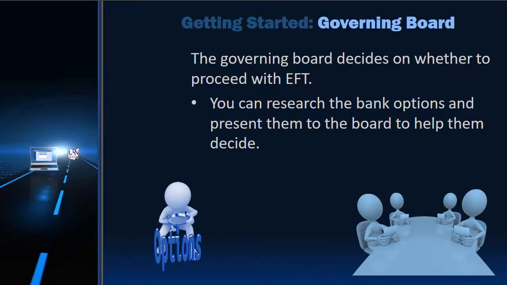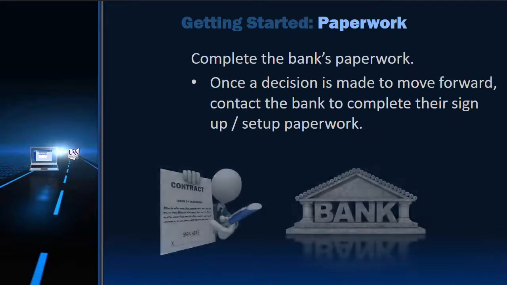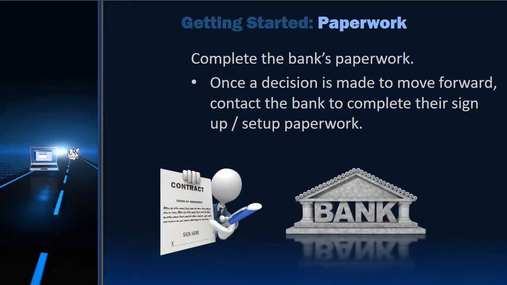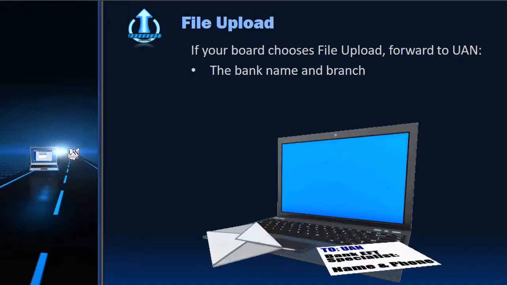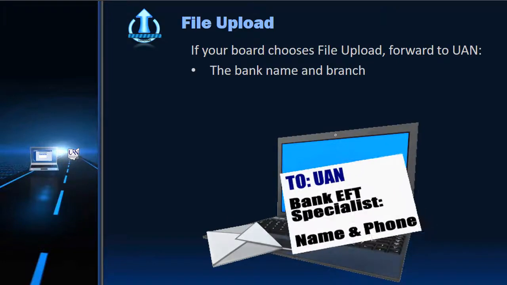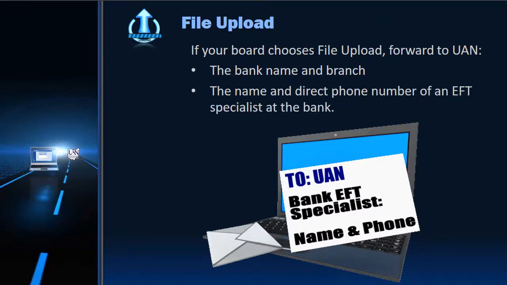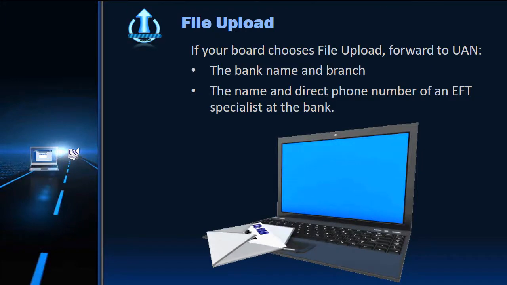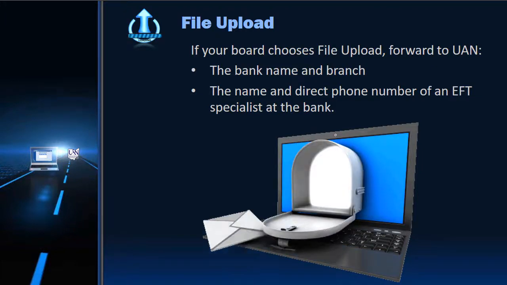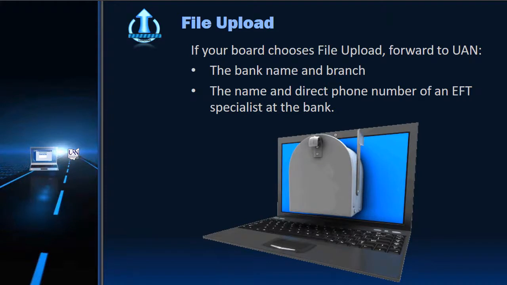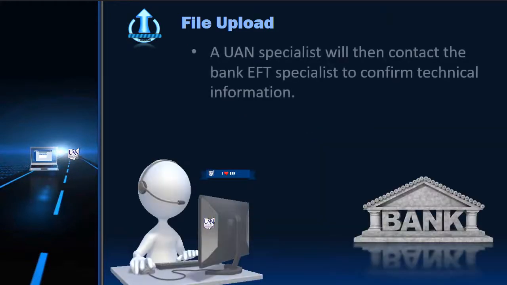If the board decides to move forward, contact your bank to complete the bank's paperwork first. Some banks may require you to complete paperwork before they will discuss sensitive technical details with UAN staff. If your board chooses the file upload method, then forward the following information to UAN: the bank name and branch, the name and the direct phone number of the bank's EFT specialist. A UAN EFT specialist will need the information when they contact the bank to confirm technical details.